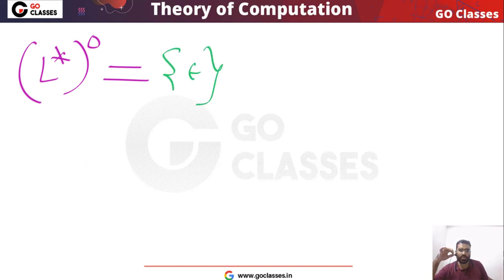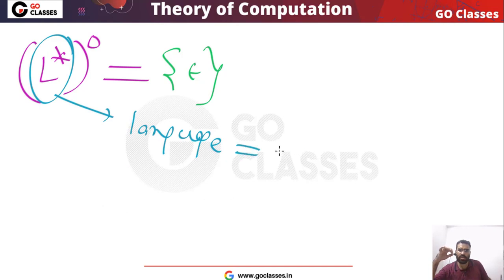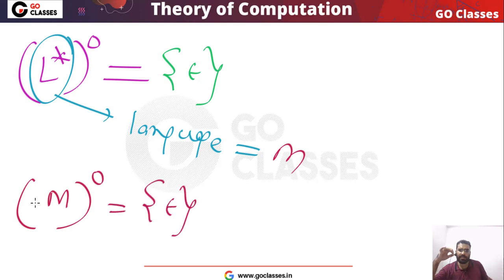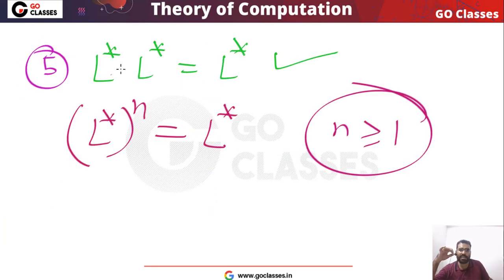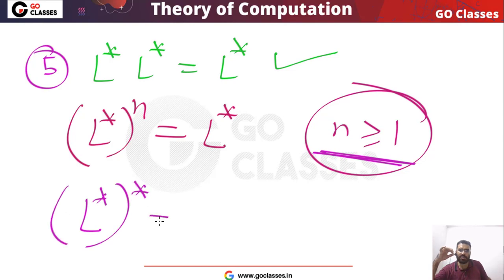Because remember, this is a language, let's call it M. And you know that every language power 0 is the set containing the empty string. Whatever language you take, any language power 0 will be the set containing the empty string. So L star power n, where n is greater than or equal to 1, any positive power you can make, will be L star. And we have seen L star whole star will be equal to L star.